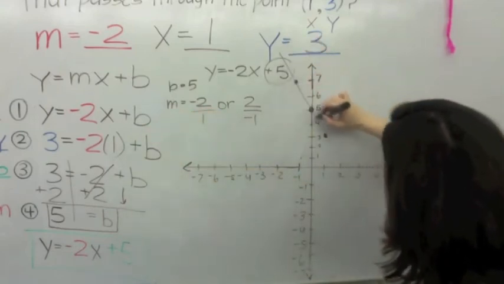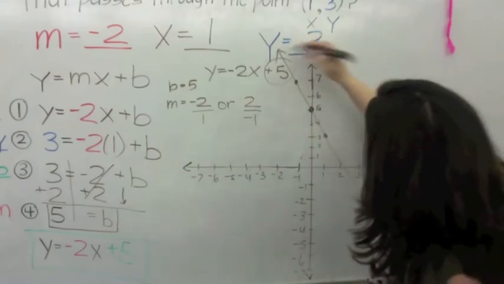So this is your line. Remember, if it's a negative slope, it goes down.